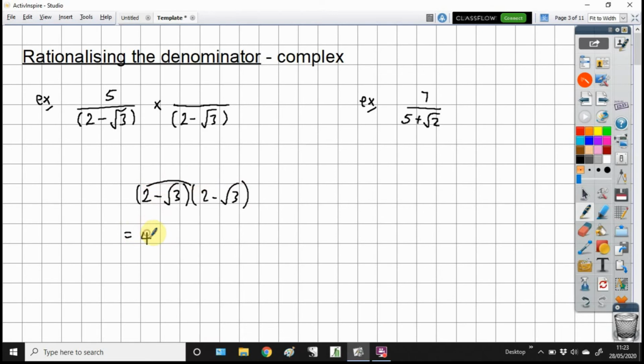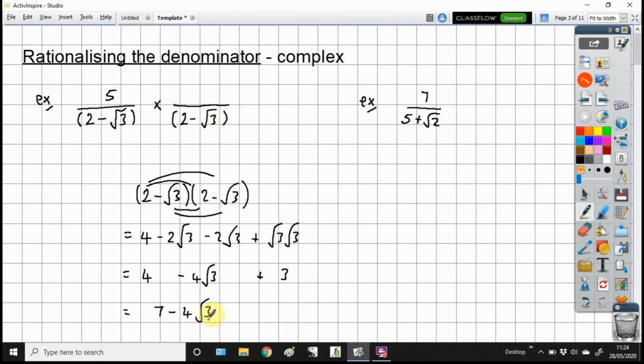We've got 4 minus 2 root 3 minus 2 root 3. Negative times negative makes a positive, root 3 root 3. And so we've got 4. They combine to make minus 4 root 3 plus 3. So we've got altogether 7 minus 4 root 3. That is what we would get on the denominator if we multiplied those.